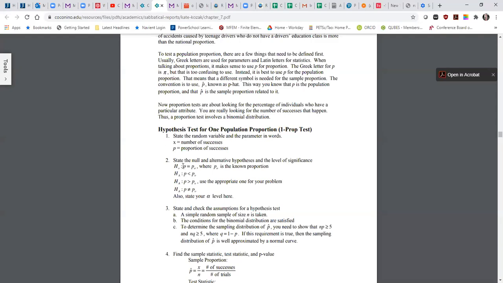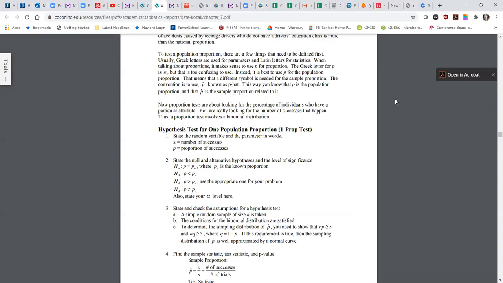So there are how many? Three possibilities, right? Less than, or left tail test; greater than, or right tail test; and not equal, which means it's a two-tail test. Okay, so you can keep the null as p equal to, this p. I think it will be alpha.